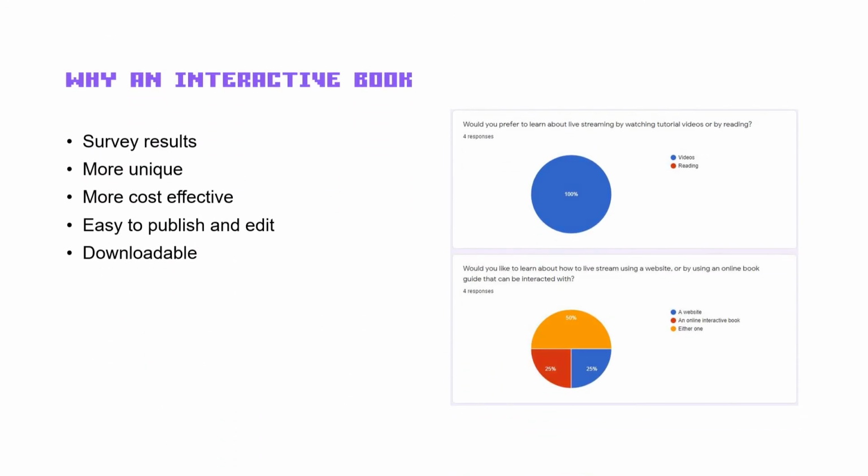So why an interactive book over a website? I conducted a survey asking users if they would be interested in this type of project and how they would like to learn. The feedback I received was very even. So I ended up going with the interactive book in the end, as I thought this would be more unique, as there are already hundreds of websites out there. I also thought that the interactive book would be more cost effective than a website. You don't need to pay for hosting or a URL name. Creating the book in InDesign would make it really easy to publish and edit as well, as Adobe lets you edit and publish documents straight through the Adobe suite. Another good thing about the interactive book, unlike a website, is that this will be downloadable.